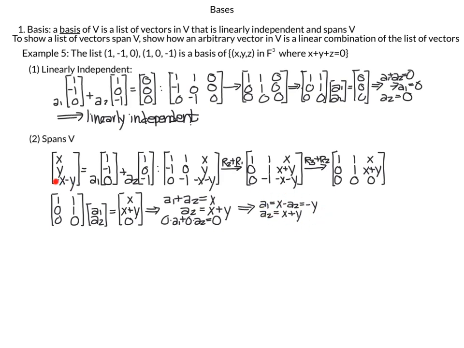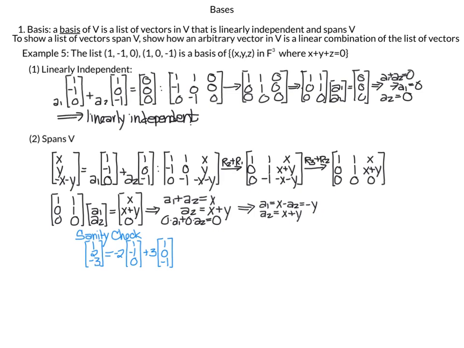Well, first of all, I can find what z is, and then I can find my coefficients a1 and a2 to write this vector as a linear combination of 1, negative 1, 0, and 1, 0, negative 1, which means these two vectors span this space. But I'm going to pause just for a minute to do a little sanity check. Let's say my x, y, and z is equal to 1, 2, and negative 3.